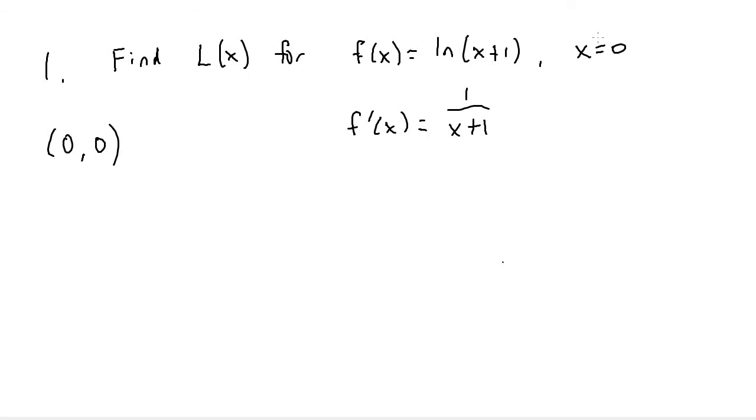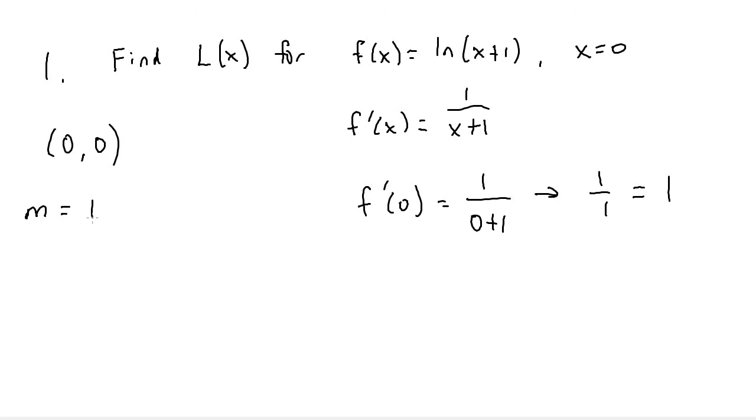And now we need to plug in x equals 0 into our derivative to find the slope at the given point. So f prime of 0, my bad, is going to be equal to 1 over 0 plus 1, which is 1 over 1, and our slope is going to be 1. So I'm just going to write m, where the slope is equal to 1.